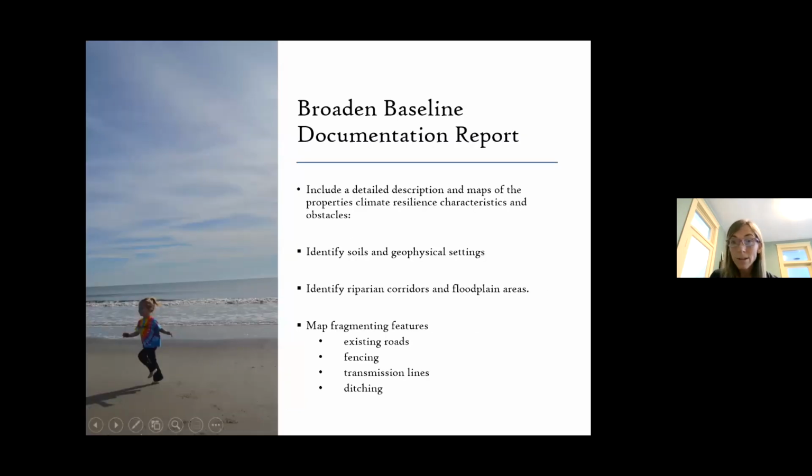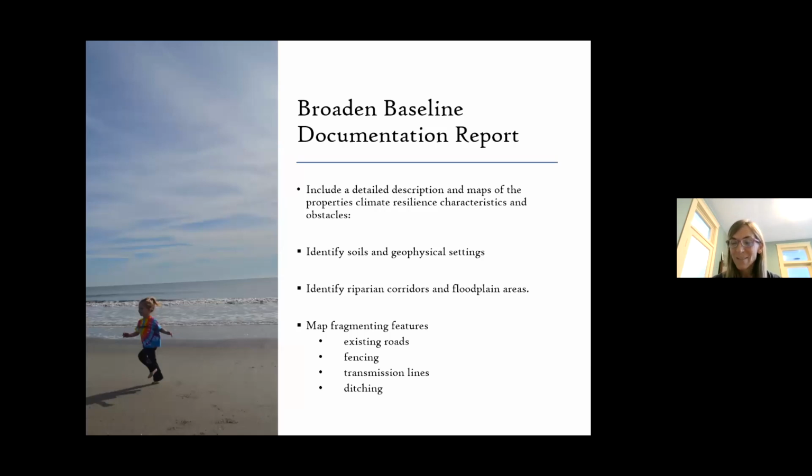Another thing we can do, just as a template approach, is to really broaden the baseline documentation report for conservation easements, to include detailed descriptions and maps of the property's climate resilient characteristics. What are the obstacles on the site to that resilience?